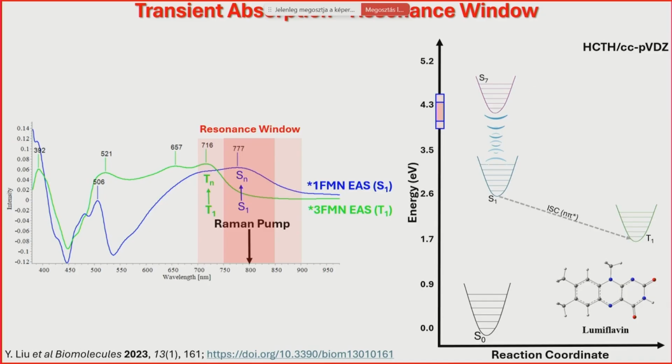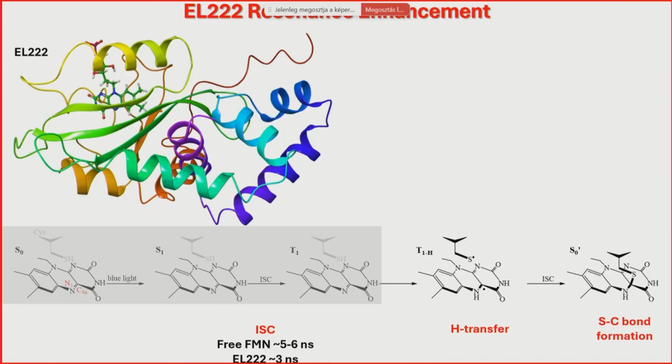After intersystem crossing via n pi star states, which I'm not going to cover, the T1 state is reached in the photocycle. And here also, similarly, we can look for states within the resonance window. So from this study, we can go and calculate the resonance Raman spectra, which I will show a bit later.